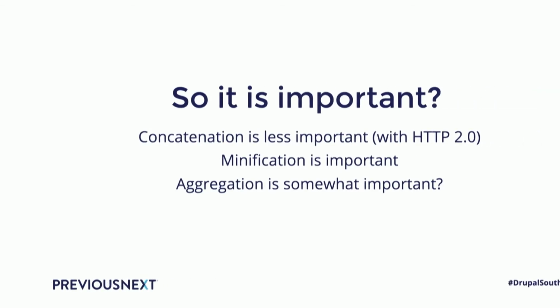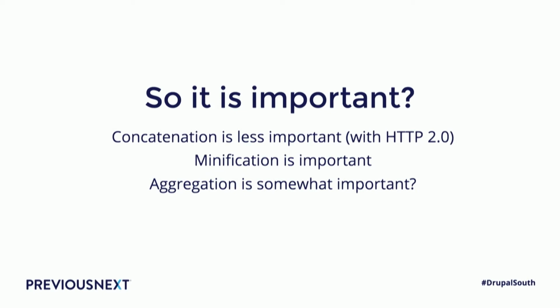This article says it's about Drupal 7, but it also covers how aggregation works in Drupal 8 as well, and what the differences are. Is aggregation important? If it combines concatenation and minification, where minification is important, but concatenation maybe less so, that makes aggregation somewhat important, I guess.